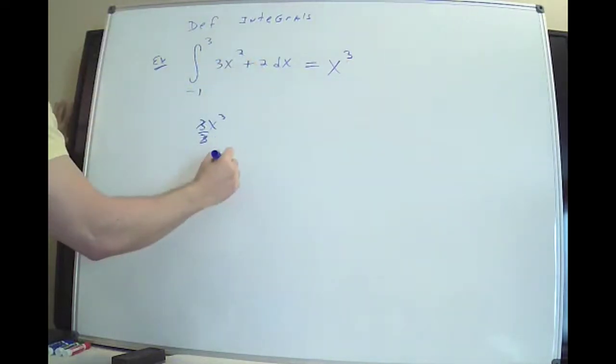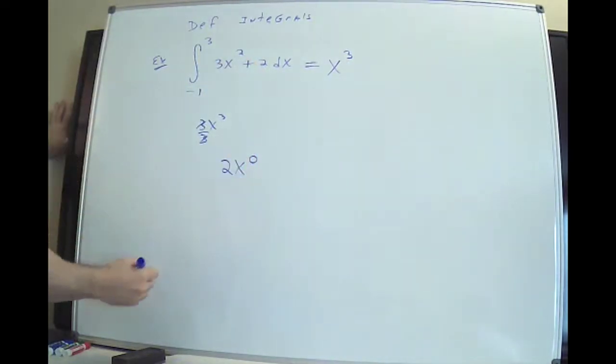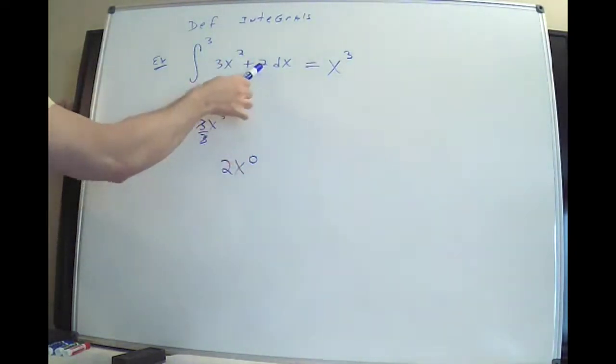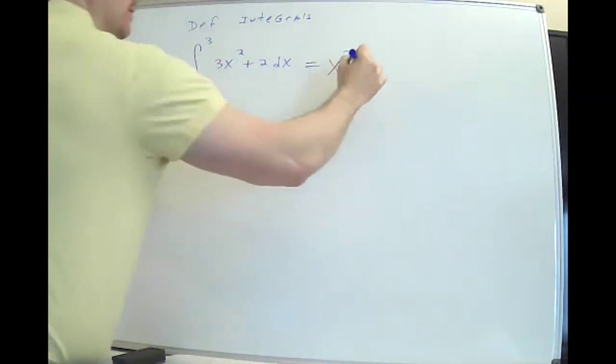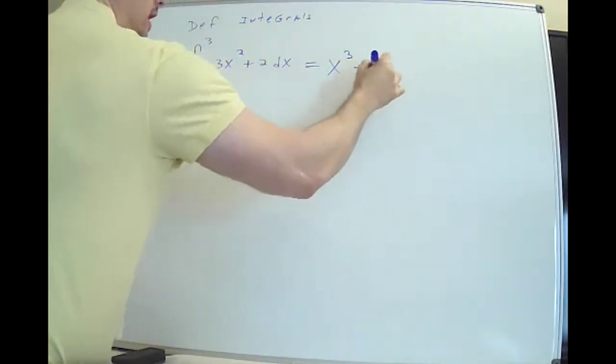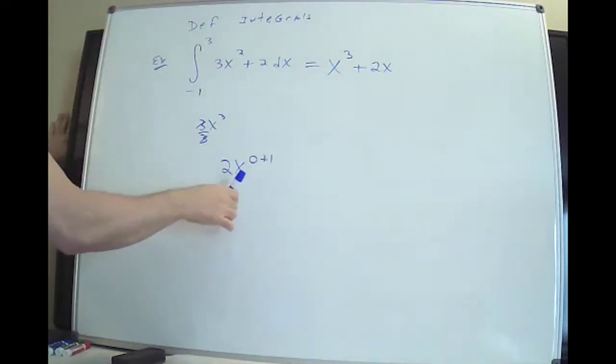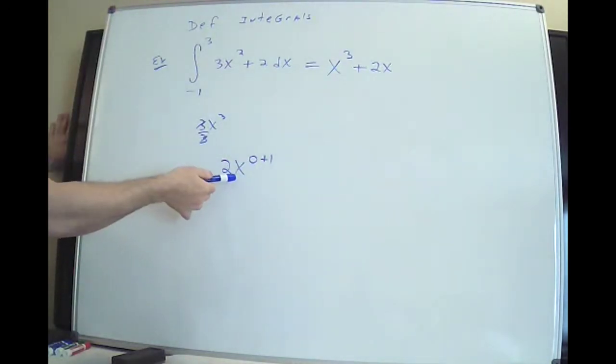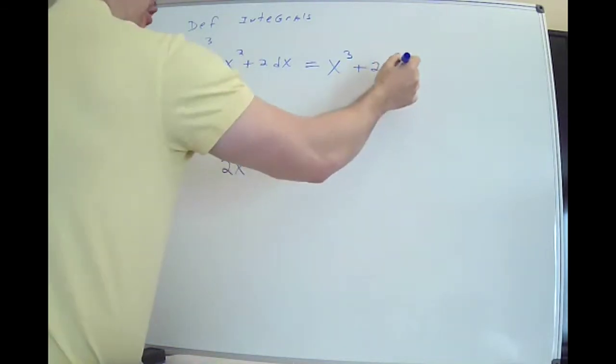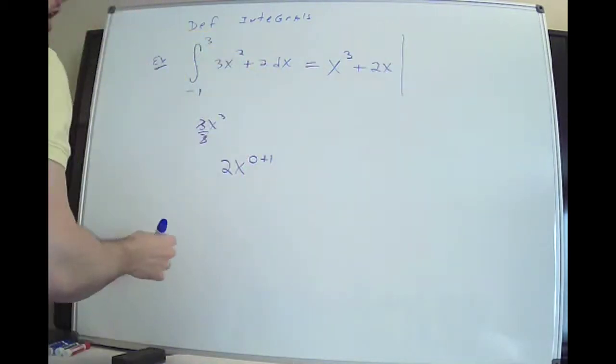Now I have to add 1 to that power. There isn't one. So when you see just a constant, you have to just throw an x onto it. I mean, if you add 1 to 0, you get 1. And then when you divide by 1, you get the same number that was there. So no big deal. Now, no plus c. I'm going to put a big line.